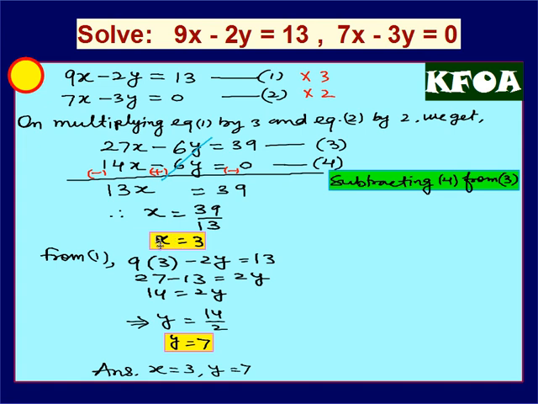We got one value. Whenever we get one value, you can substitute this in any one of the equations whichever you find convenient. So from equation 1, 9 into 3 because it is 9x minus 2y is 13. So 27 minus 13 is 2y, 2y is 14, y is 14 upon 2, y is 7. We got answer, x is equal to 3 and y is equal to 7.